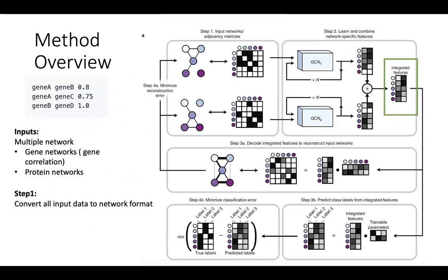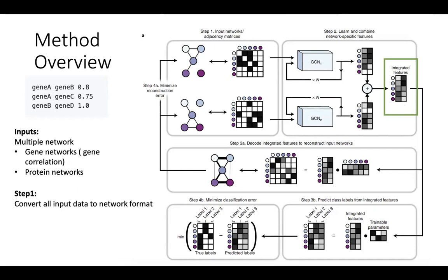Okay, here is the very basic method overview. Basically, we have multiple networks converted into adjacency matrices, and that would be our input for the graph convolution networks. After the convolution networks, we get the updated feature matrix for each one of the networks, and we sum up all the networks together to get this integrated feature matrix. Is that summation or just a concatenation? Summation. I will go into detail about every step later.